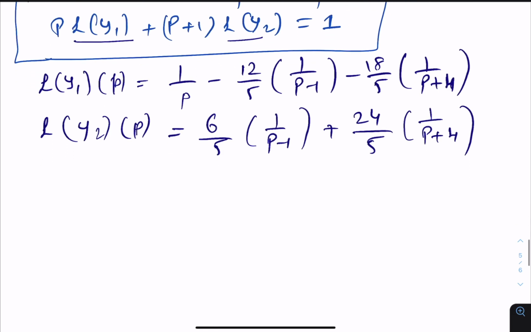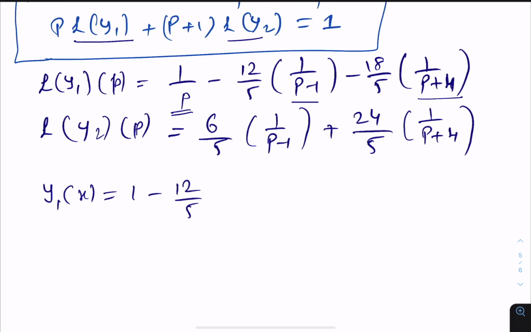Okay, so now that you have this, now you know what 1 by p is. 1 by p is Laplace transform of 1. This is Laplace transform of e power x. This is Laplace transform of e power minus 4x and so on. So that way you get y1 of x is 1 minus 12 by 5 e power x minus 18 by 5 e power minus 4x.